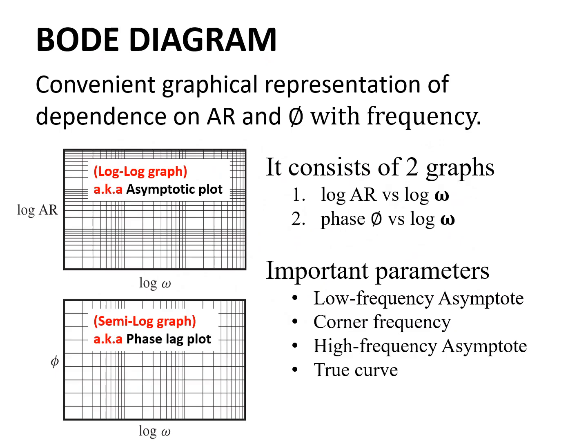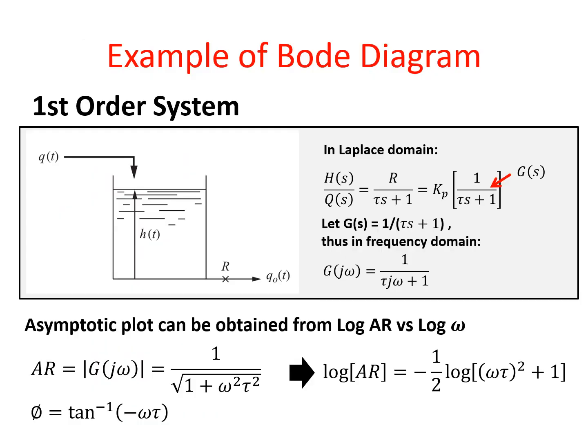The Bode diagram is a convenient plot where we plot log AR versus log omega, and phase lag versus log omega. This is a semi-log graph. This is the log-log graph. So we have the two curves and we have the low frequency and high frequency. Corner frequency is the change between the low frequency and high frequency. And we see here what we are plotting.